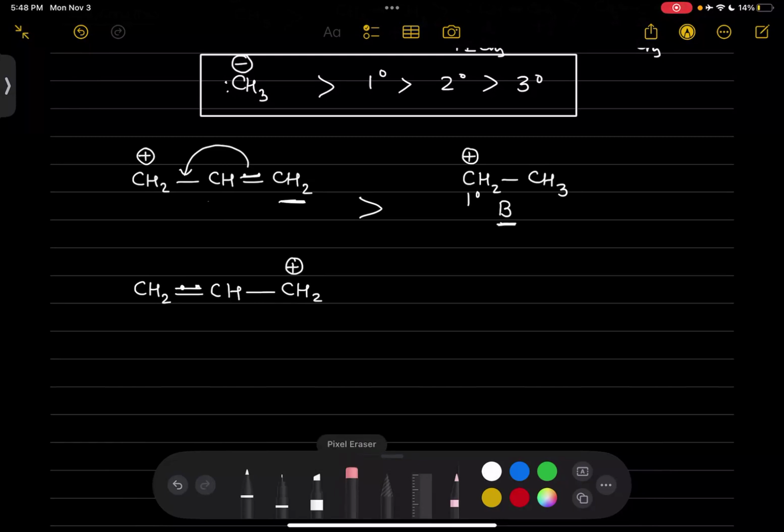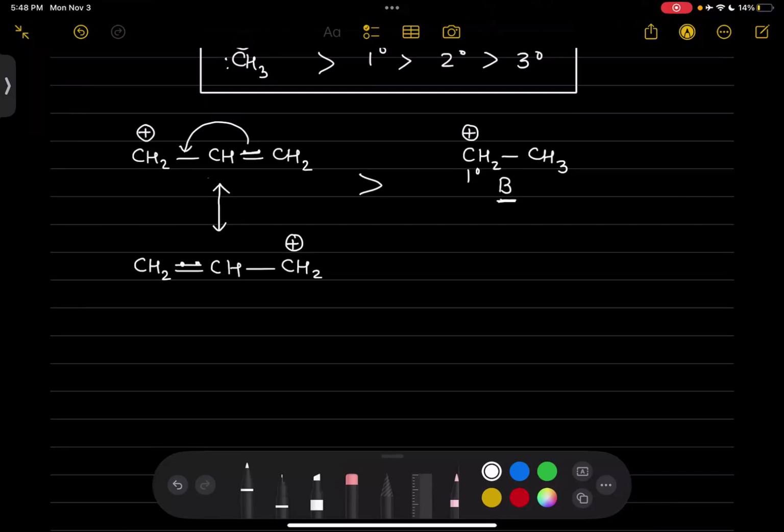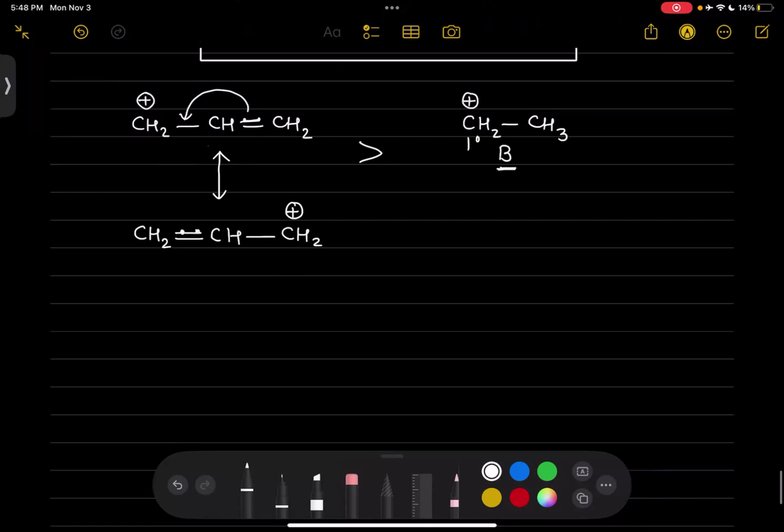But which is the actual structure, the above one or the lower one? Both have the same structure. It is just the same thing, but the actual structure... This phenomenon is known as resonance. Is it clear? So resonance is actually the delocalization of pi electrons, if the pi electrons can move here or there.